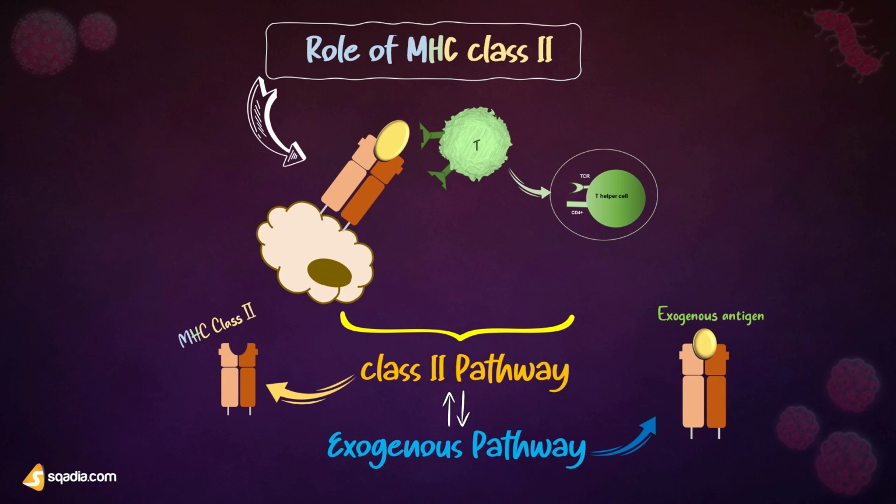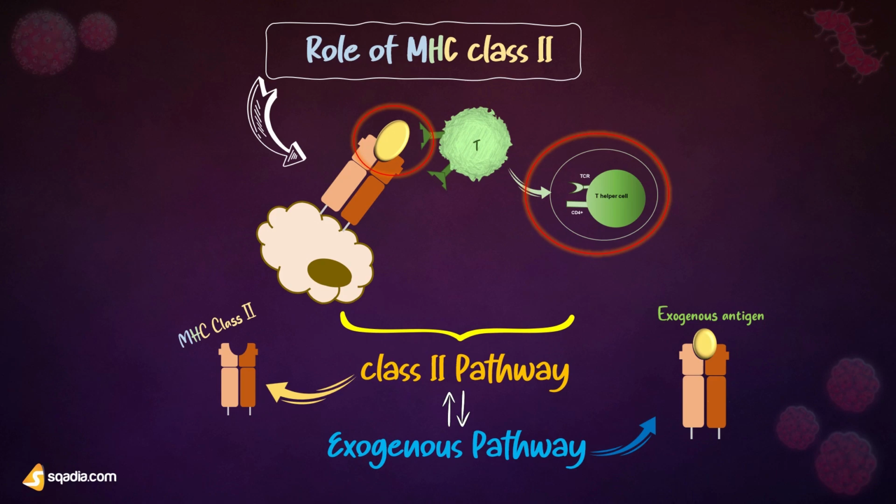Well, exogenous antigens are the foreign antigens that are derived from a source external to the host organism, or they are typically derived from extracellular pathogens such as bacteria, viruses, fungi, or parasites. So, now let's see how these exogenous antigens are processed and then presented by MHC Class II molecules to the respective T lymphocytes via the Class II pathway.